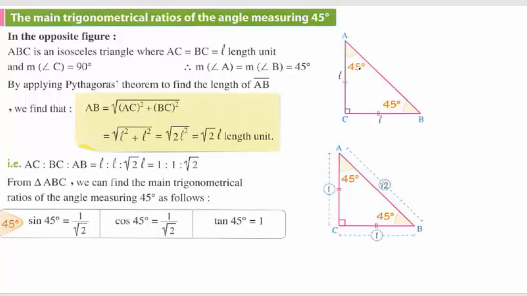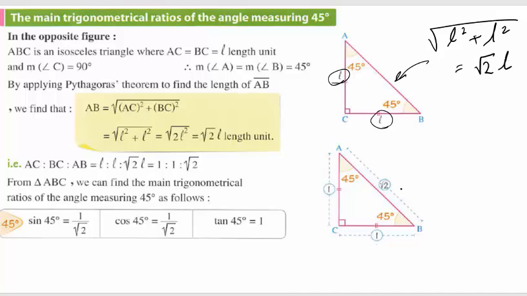As you know, 45, 45, it's an isosceles triangle, so if BC is L centimeters, then AC also is L centimeters. So how can we get AB, which is the hypotenuse? I will use Pythagoras: L squared plus L squared, which gives root 2 L. So if you have here L, L, root 2 L, that is 1, 1, root 2, from here I can deduce that sine of the angle whose measure is 45 is equal to its cosine. That's what we said in the previous session, that sine 45 equals cosine 45. Why? Because the angle whose measure is 45 has the same length for its opposite and for its adjacent.